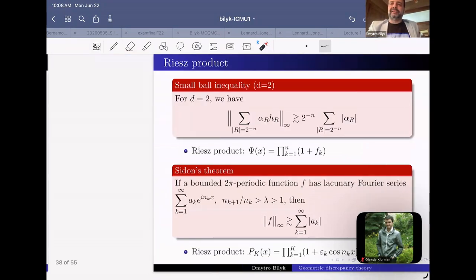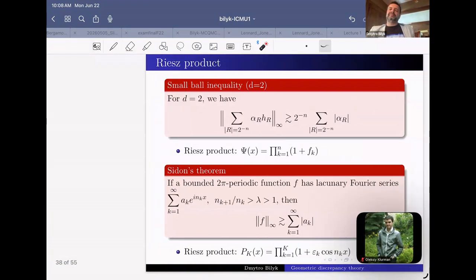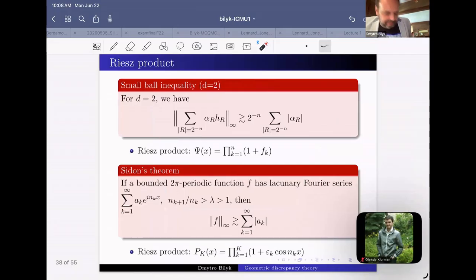So the Riesz product is a very interesting object which comes up in functional and harmonic analysis quite often. In particular, the first time it came up, at least to the best of my knowledge, was in the work of Sidon. Actually, that must be wrong because otherwise, why would it be called Riesz product? I'll have to research the history.